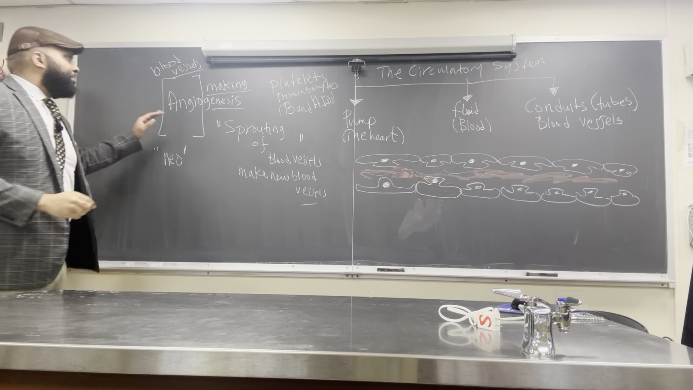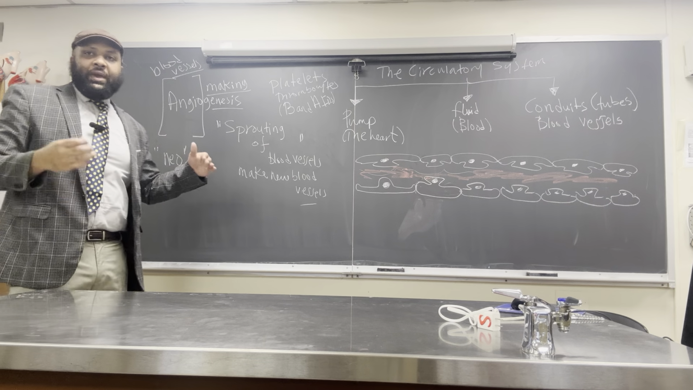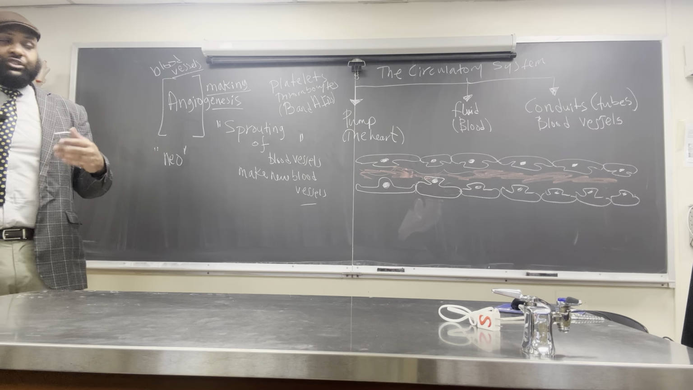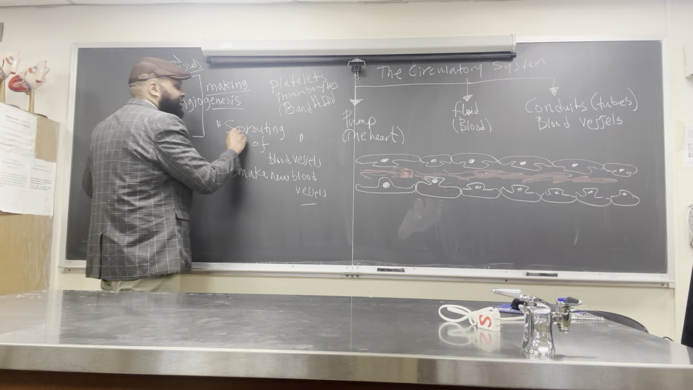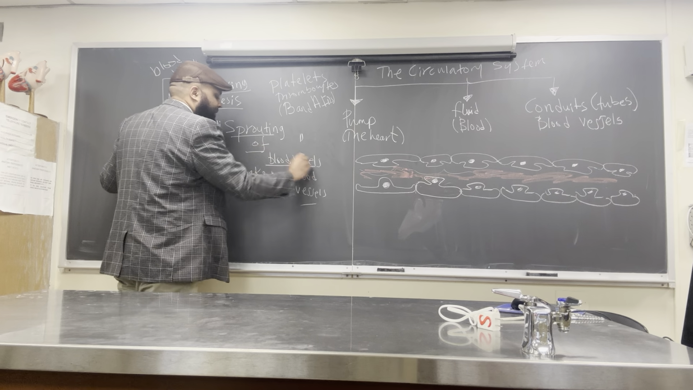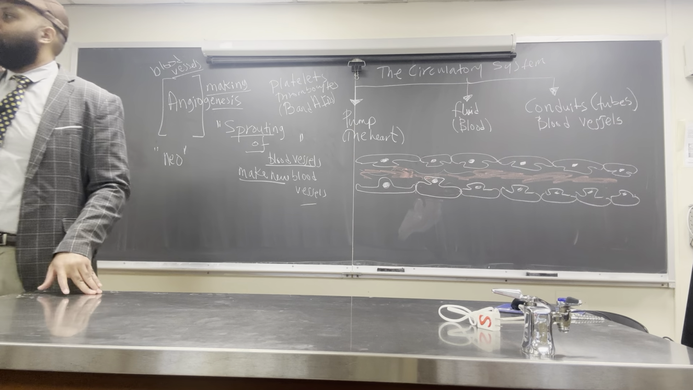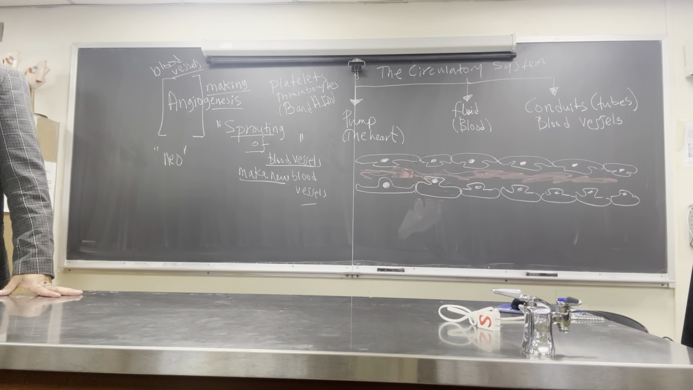So when we make new blood vessels, this is known as angiogenesis, which is the sprouting of blood vessels, or the making of new blood vessels. What is that called? The process of making new blood vessels. What is that known as?